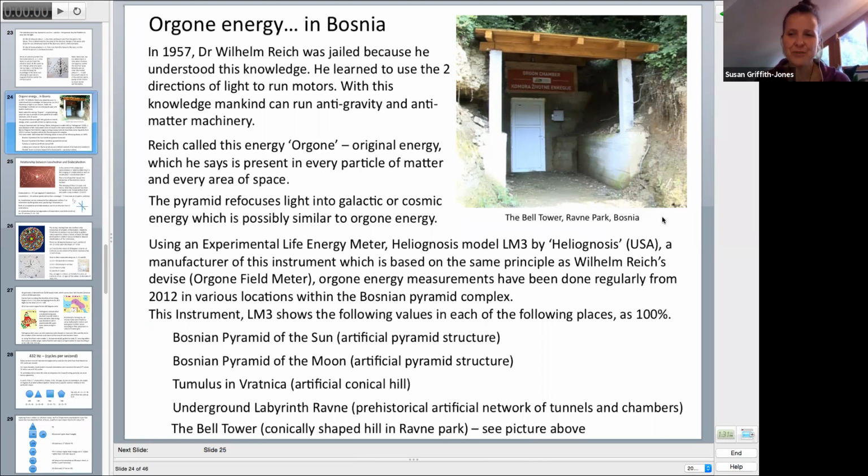And actually, I do have some photographs of inside there, but they're so dark that you can only see sort of shadows of people's faces. So you can't really see anything in particular. But what it is, is a small sort of round chamber where you can go and sit and imbibe this orgone energy. And the entrance to this is inside the Ravne Park itself.